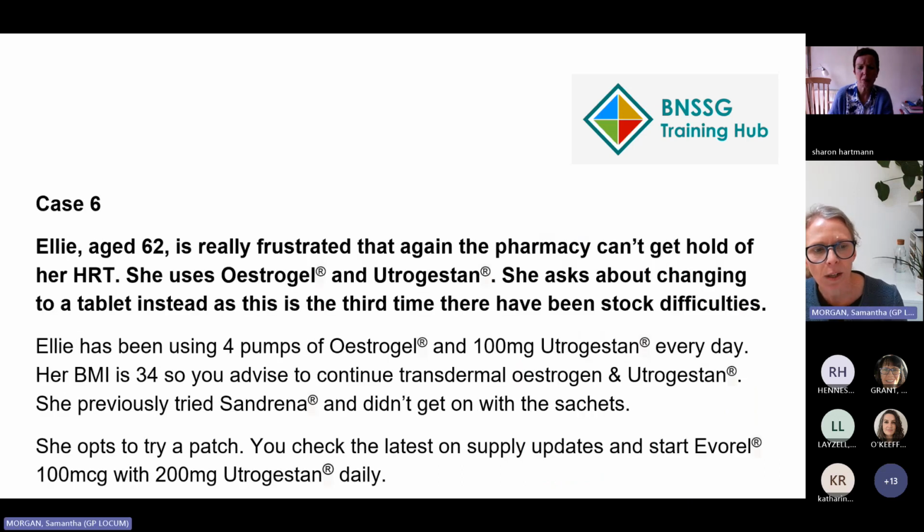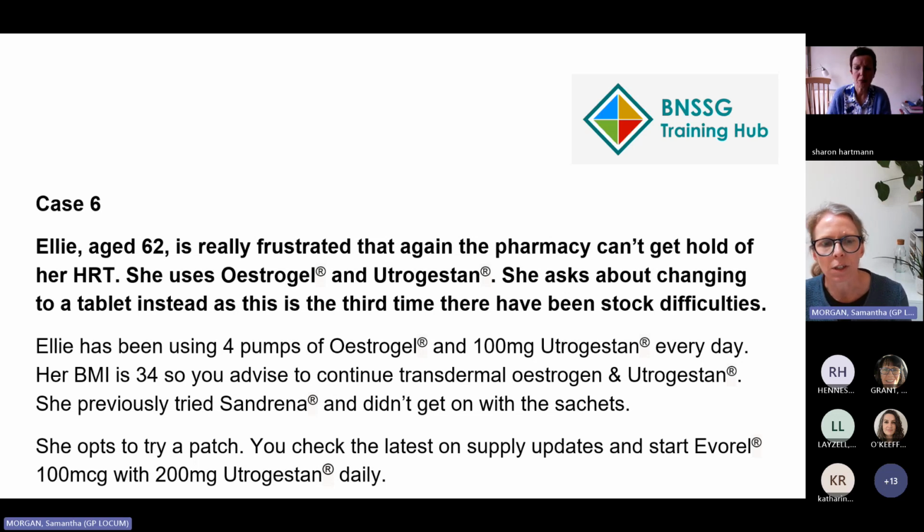So in Ellie's case, well, actually, she's been using 4 pumps of Estrogel and 100 milligrams of Utrogestan on a continuous combined basis, so taking that every day. Her BMI is 34. So you can advise her that with age 62, BMI 34, it is probably better that we stick to that transdermal route if possible. And so she opts to think about a patch instead.